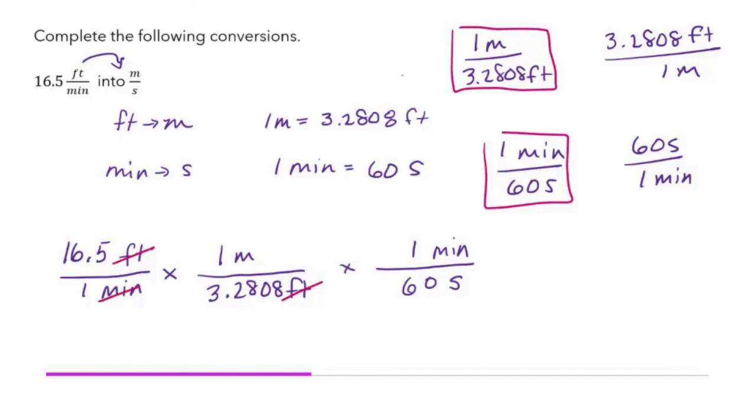Minutes in the denominator, minutes in the numerator. What are the final units for our answer going to be? We'll be left with meters in the numerator and seconds in the denominator. So we have reached the correct units of meters per second. Now all that's left is the arithmetic. I'll type in 16.5 divided by 3.2808 divided by 60 for my final answer. Rounded to the nearest thousandth, that will be 0.084 meters per second.